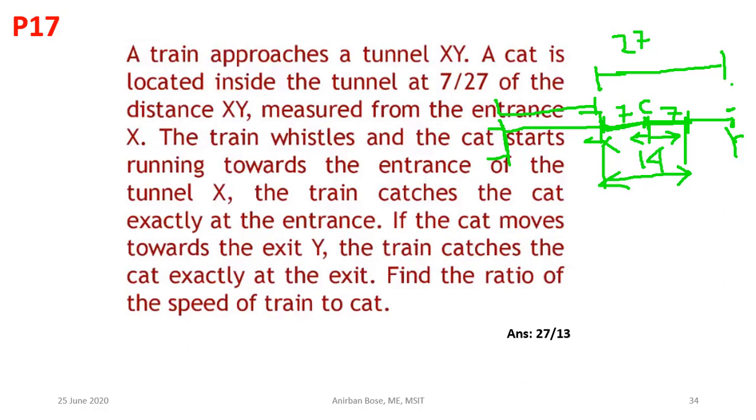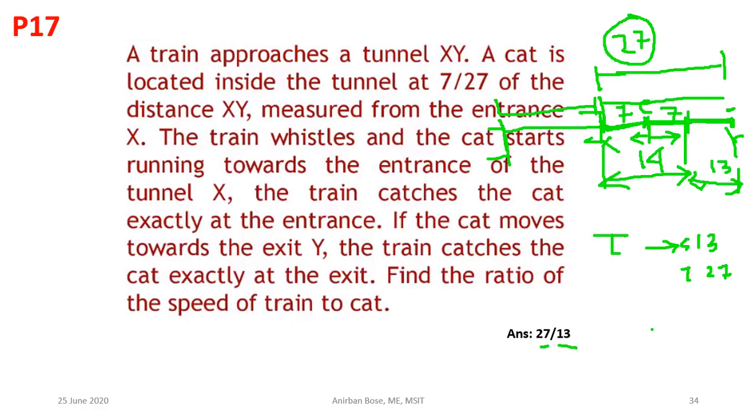units. And what is the total distance? That we know, 27 units. So what is the remaining distance? That is 13 units. And it is known that when the cat reaches Y, the train also reaches Y. That means the time is the same. In that same time, the cat moves 13 units of distance and the train moves 27 units of distance, because from this position the cat moves 13 units and in the same time the train moves 27. So what is the ratio of the train to the cat? That will be 27 divided by 13. That's all. Okay.